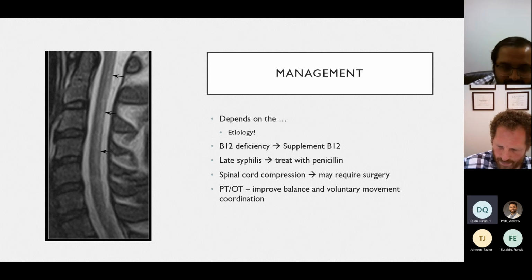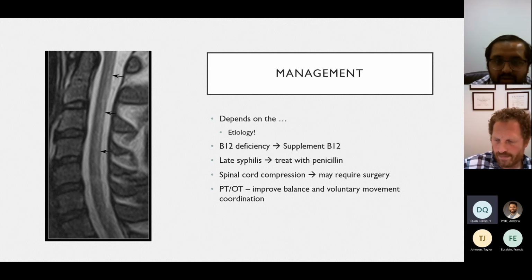Management depends on the etiology. So for B12 deficiency, you want to supplement with B12. If it's syphilis, you can treat with penicillin. I believe it needs to be IV at this stage. Spinal cord compression will require emergent decompression. And then, of course, rehabilitation to improve balance and voluntary movement.